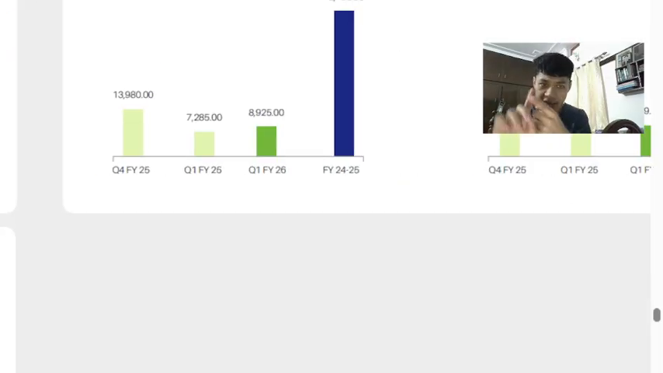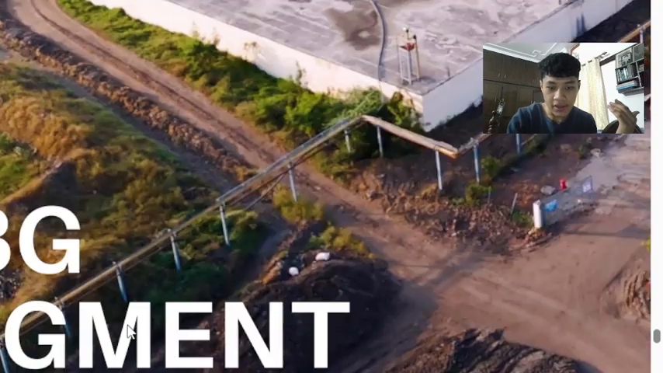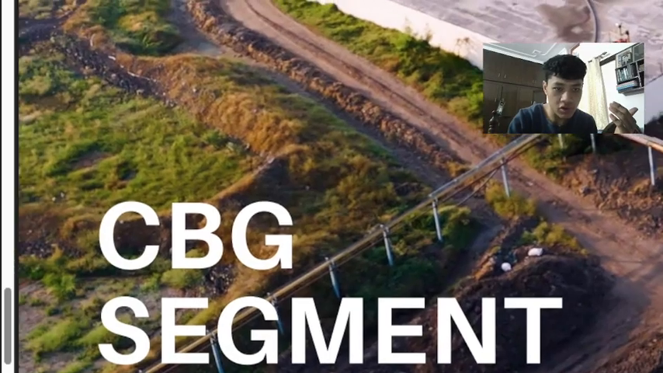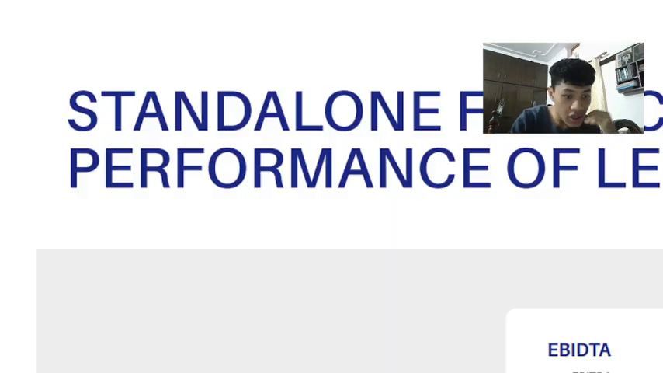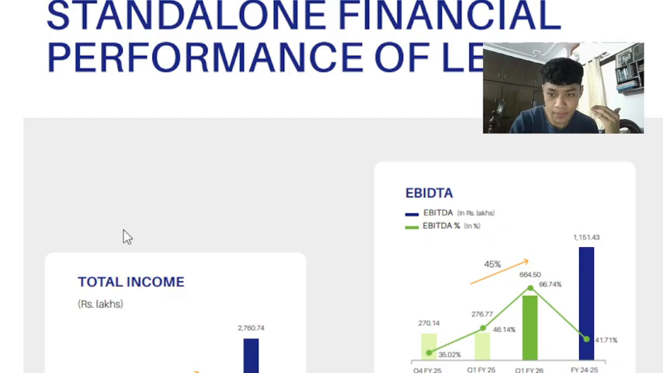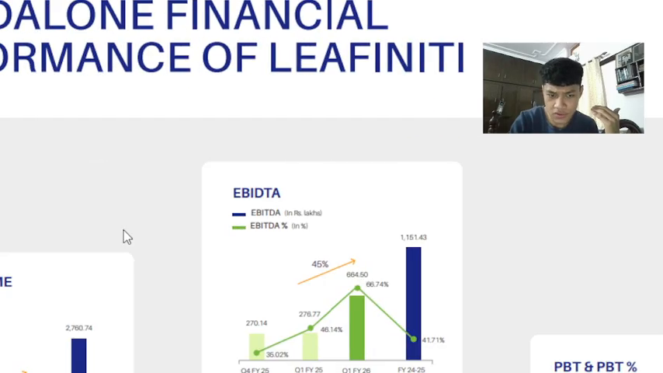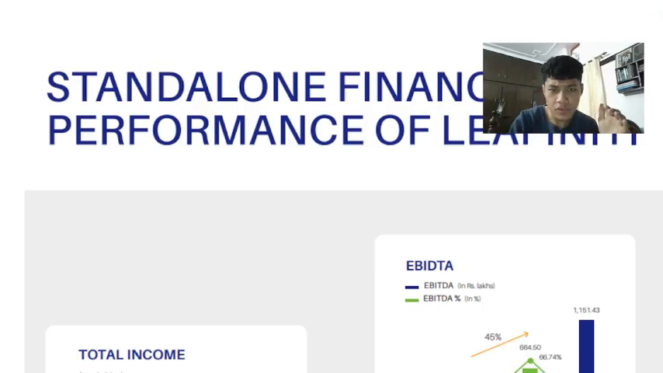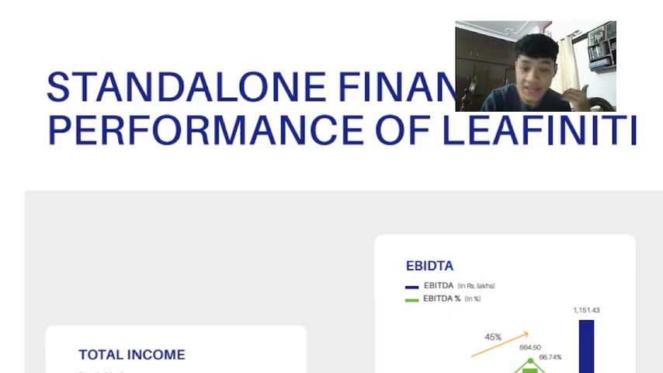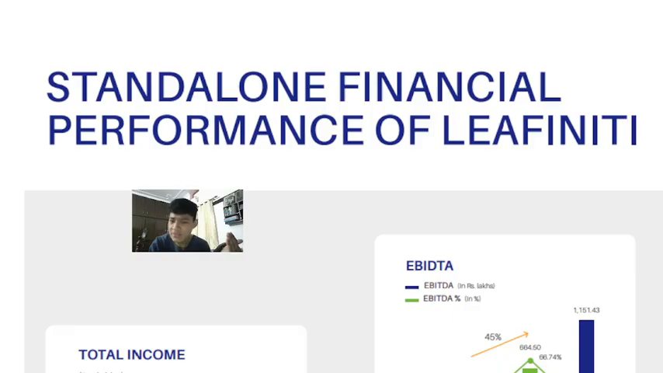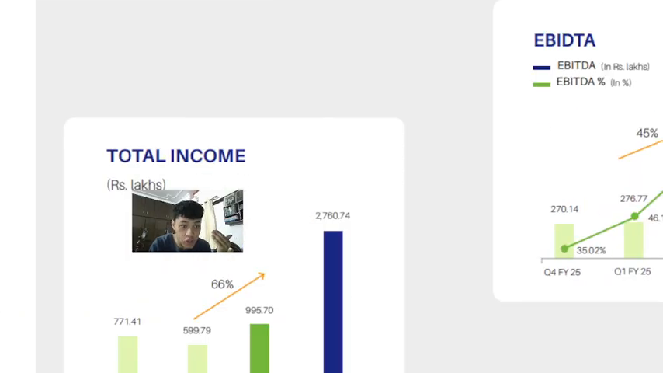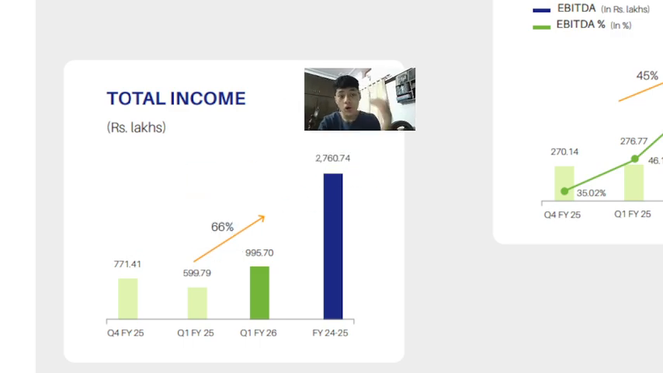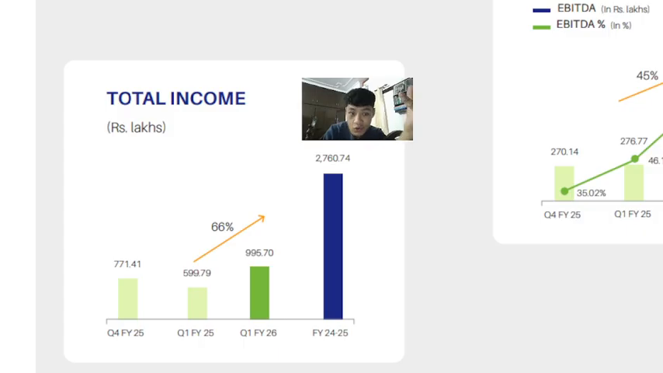So ethanol and ENA are the core. Then the compressed biogas segment. How much did that produce? Let me just see. I think this is correct. It seems that Leaffinity is the subsidiary which does the CBG one, so basically their own subsidiary. The CBG segment produced revenues of 276 crores in fiscal year 2024-25. So again, more than 10% of revenues is coming from CBG.